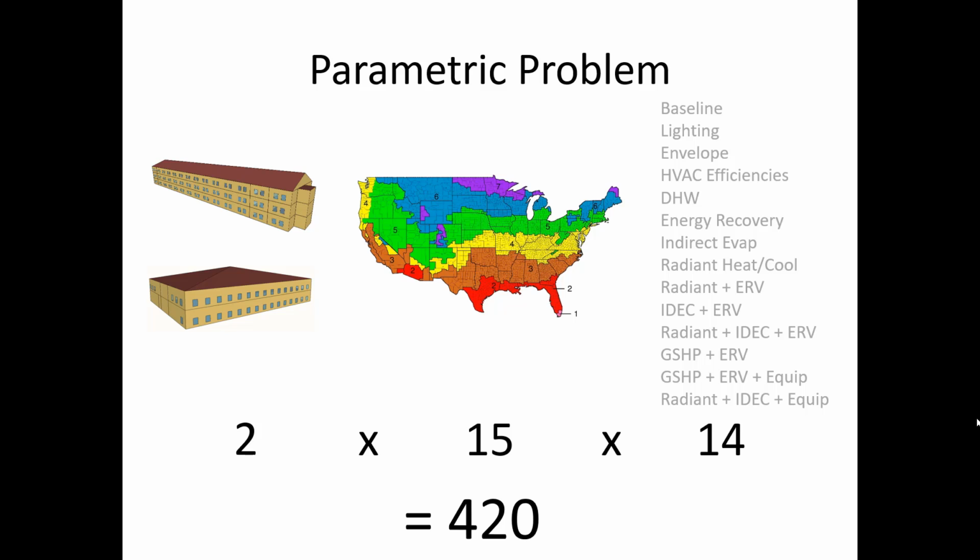So if we have some building geometries and we want to simulate them across a number of different climate zones, and then also evaluating a number of different design alternatives, it comes out to a large number of models that we would have to simulate, and we can do this very easily programmatically using the Modelkit framework. So this video will just demonstrate how to vary those climate zones quickly and easily.